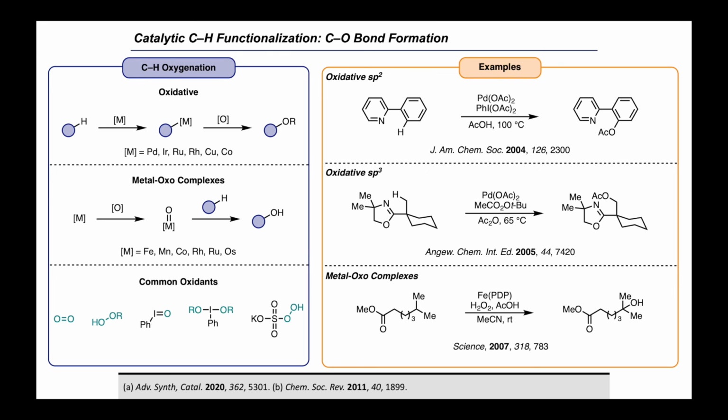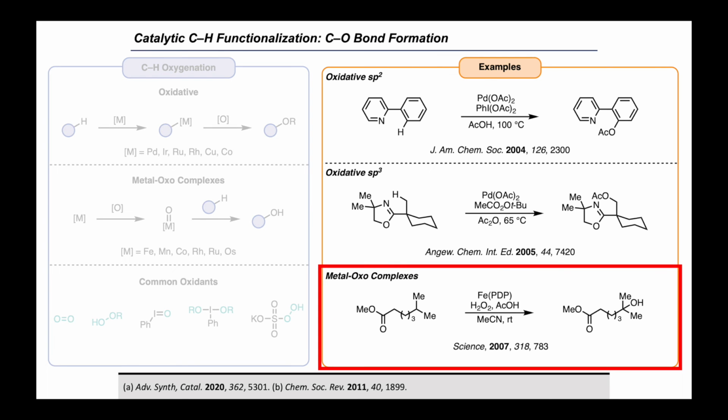Here we can see some examples of C-H oxygenation reactions that have been developed, and some of the common oxidants employed in these transformations, such as molecular oxygen, peroxides, and hypervalent iodine reagents. Oxidative inner sphere mechanisms can be used to oxygenate both sp2 and sp3 C-H bonds, while metal oxo complexes have become powerful catalysts for C-sp3 H bond oxygenations. In this example of a C-H hydroxylation reaction developed by the White group, high site selectivity was achieved by employing an electron withdrawing group to deactivate the more proximal methylene C-H bonds, resulting in a selective hydroxylation at the more distal tertiary site.